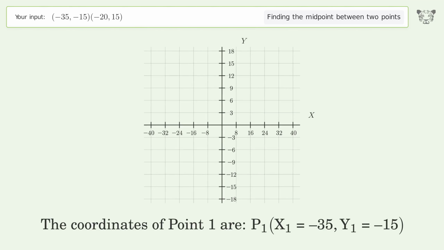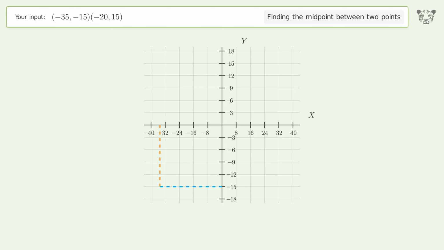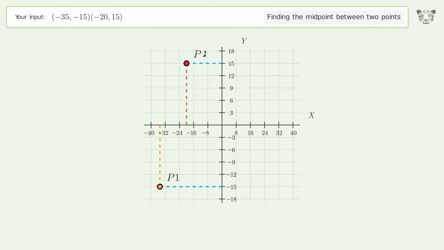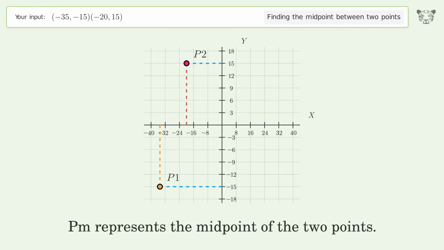The coordinates of point 1 are, x1 equals negative 35, y1 equals negative 15. The coordinates of point 2 are, x2 equals negative 20, y2 equals 15. PM represents the midpoint of the 2 points.